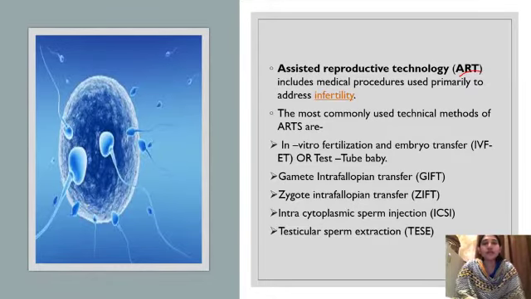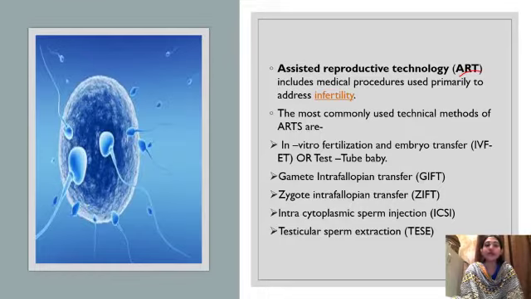So the assisted reproductive technologies which we will study today and which are there in your syllabus are 5 types. The first one is in vitro fertilization, which can also be called test tube baby. The short form of in vitro fertilization is IVF-ET. The second one is gamete intrafallopian transfer. The short form is GIFT.